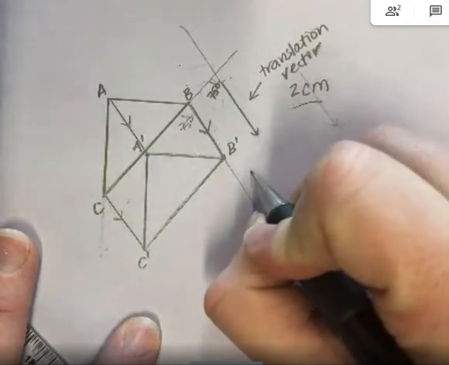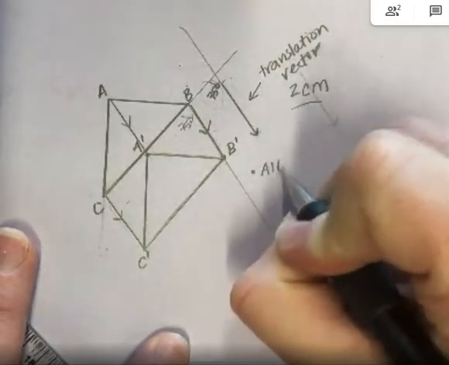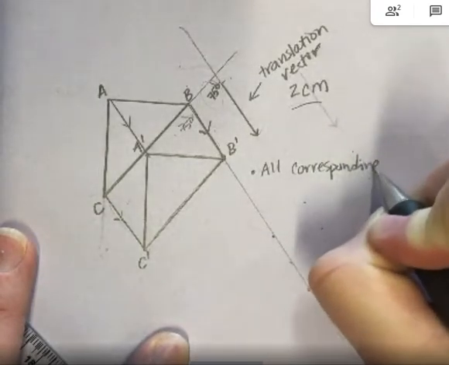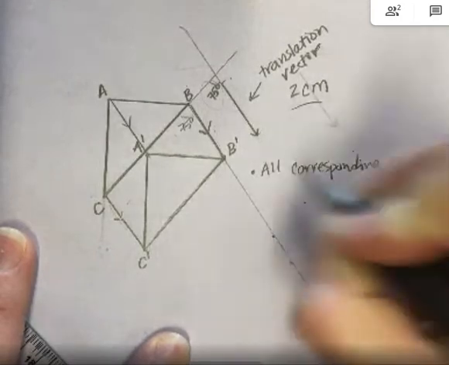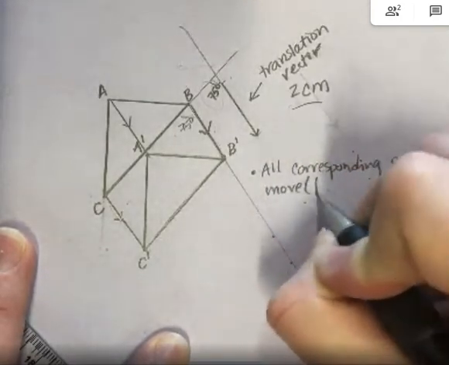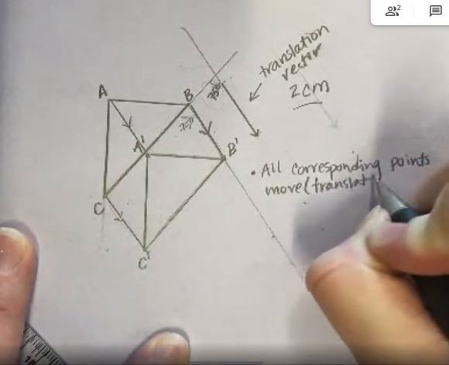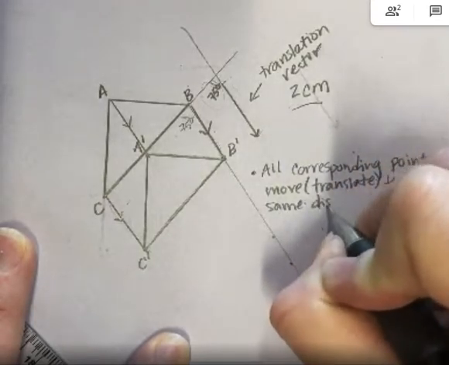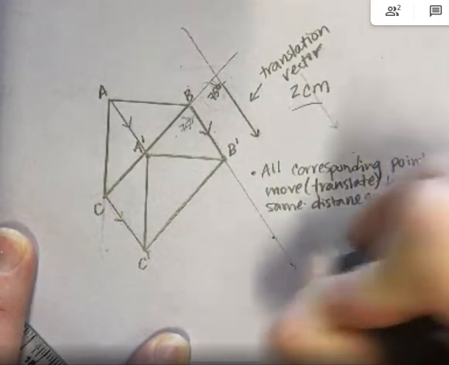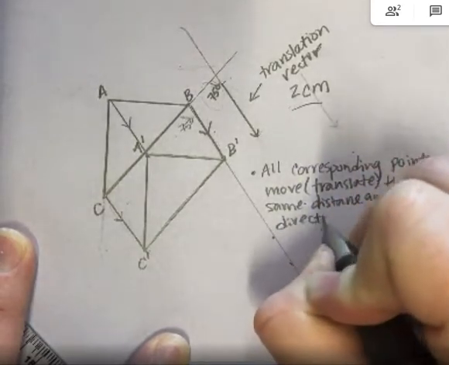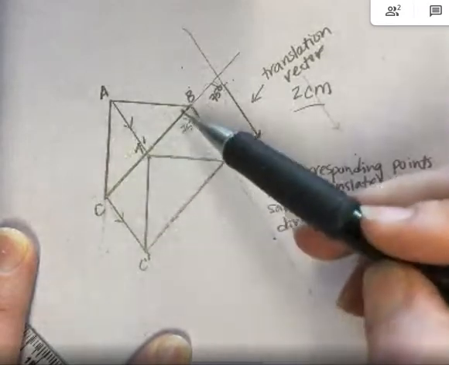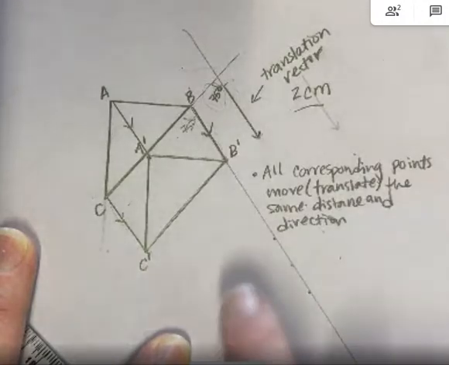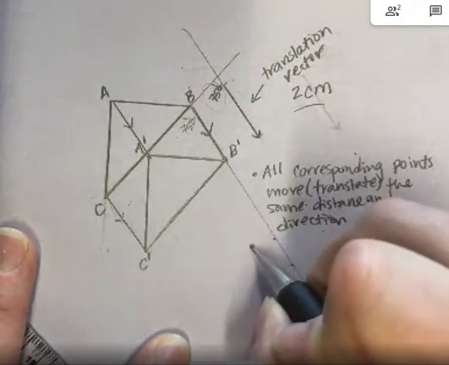So the big ideas that we can take are: all corresponding points move, or I should say translate, the same distance and direction. Every single point on ABC is moving and translating, sliding the same distance and same direction.